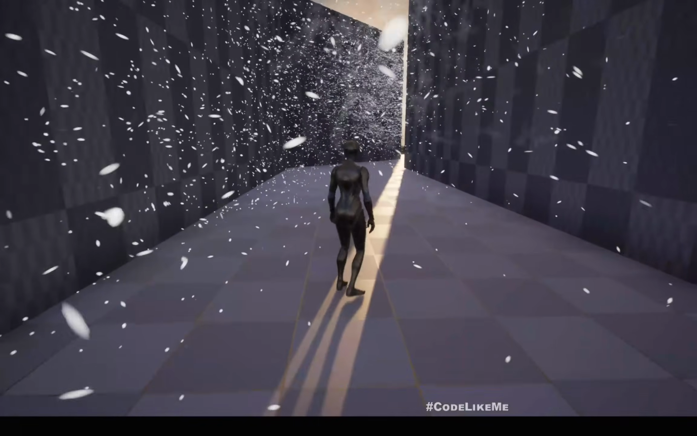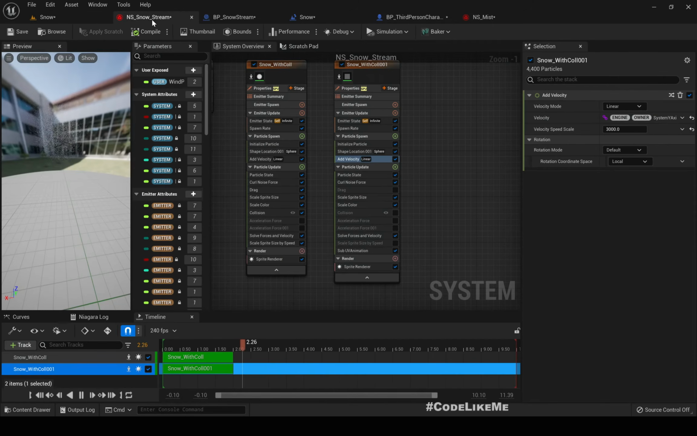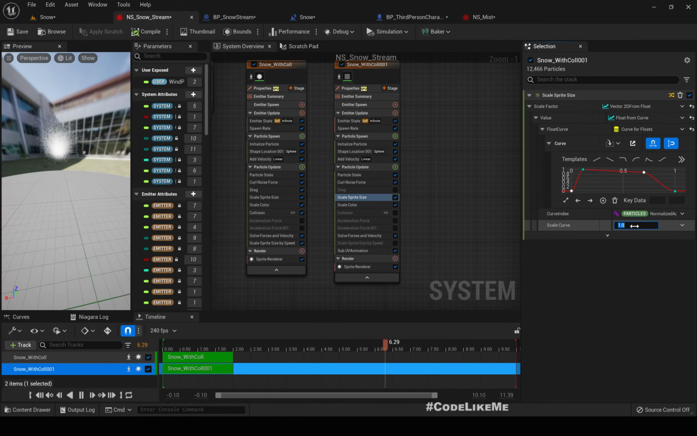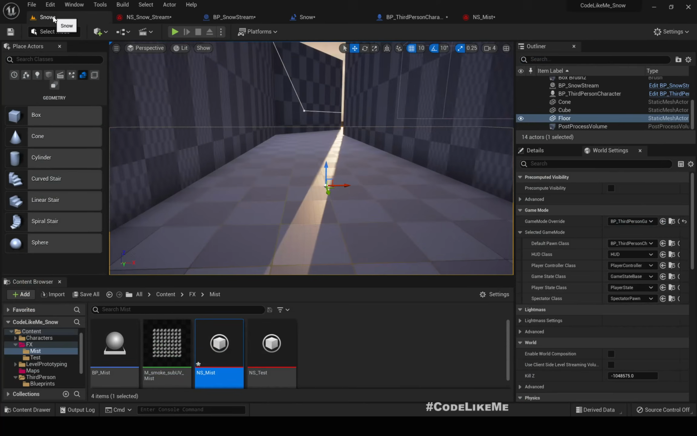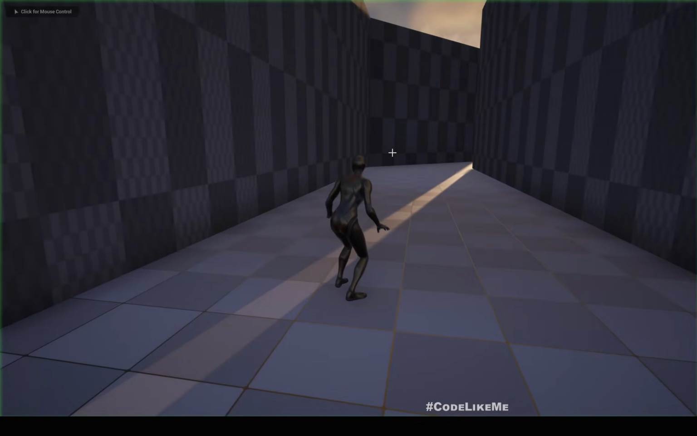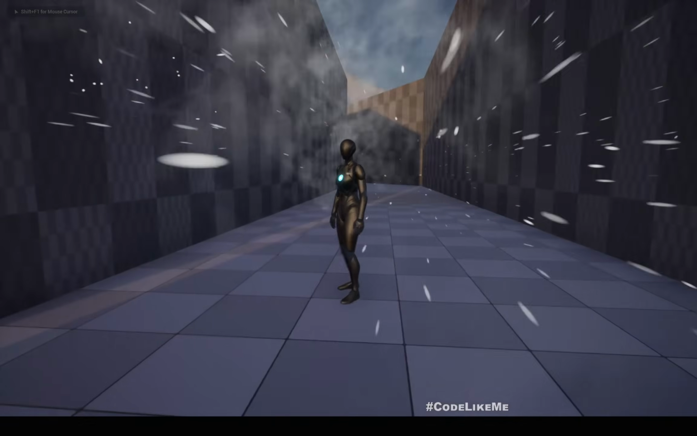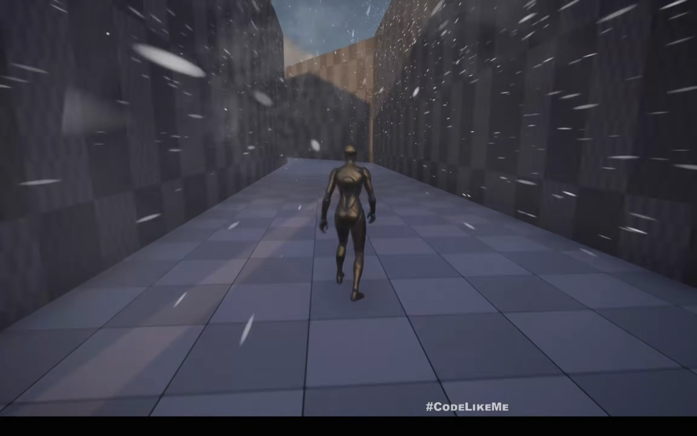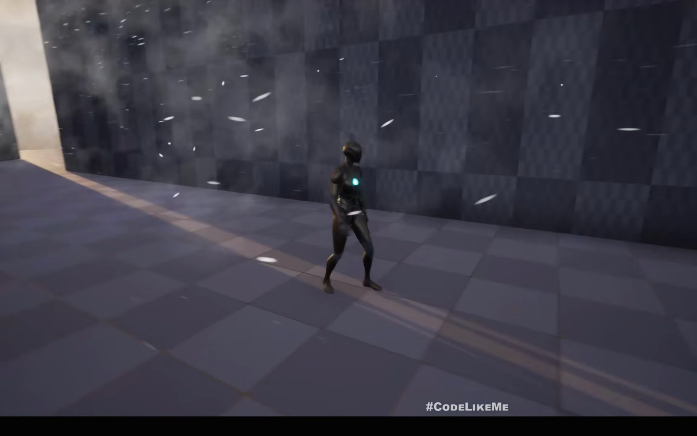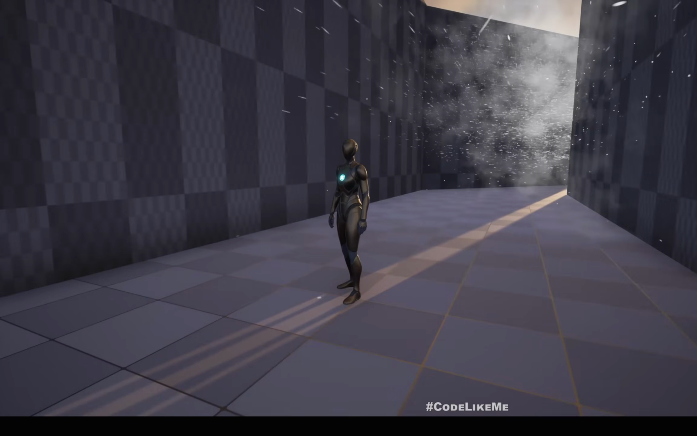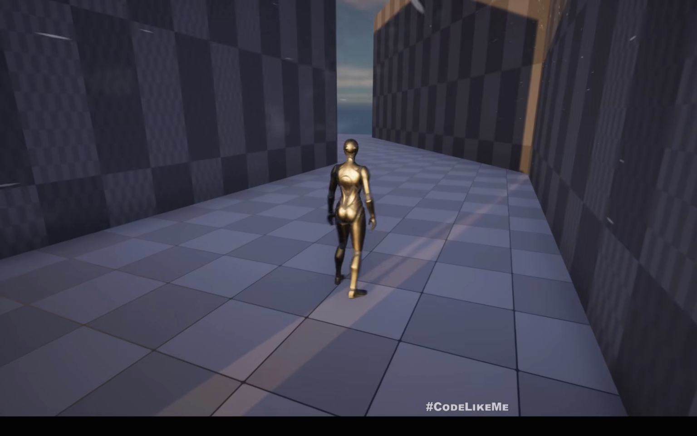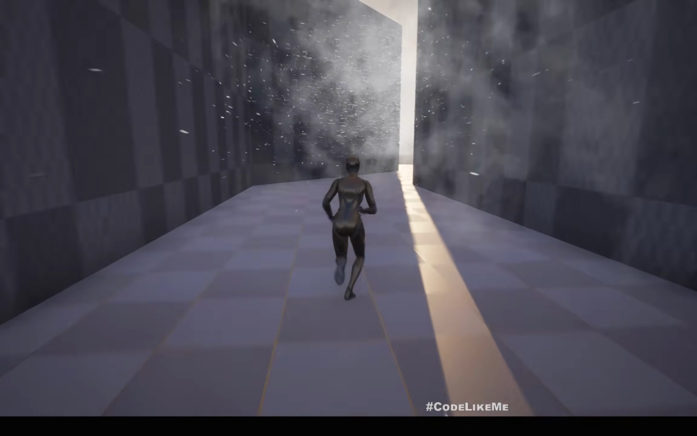Right, shall we scale them up a bit more? 3 times. Okay, I think I am happy with the way this looks now.